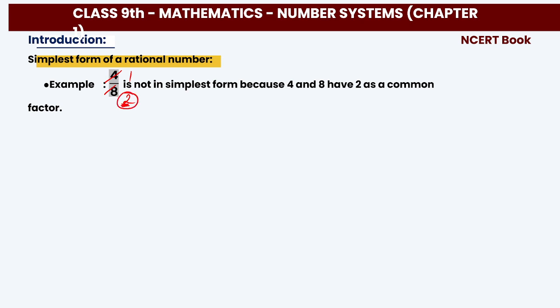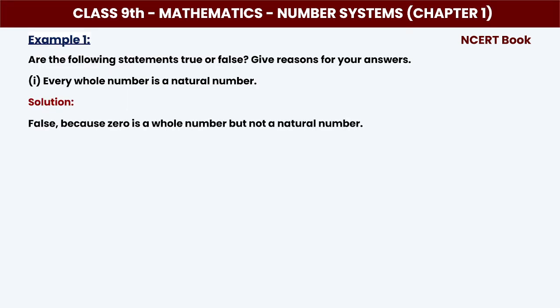अगर 2 common factor है, we can write it as like this: 2 into 2 and here 4 into 2. Are you getting? ठीक है? We can write 4 into 1 and here 4 into 2. 4 is also a common factor. Got it? So here we say that this is not the simplest.